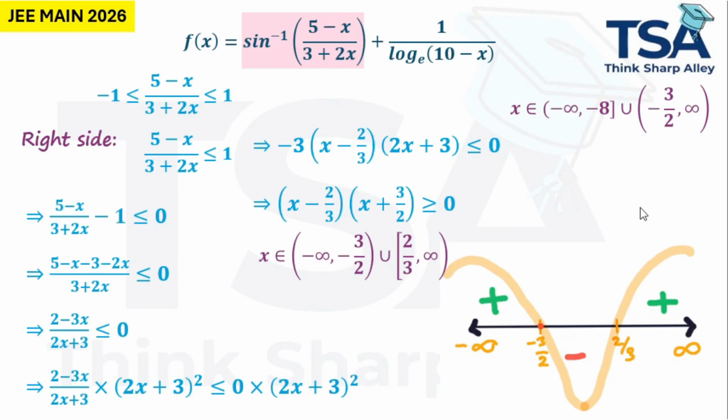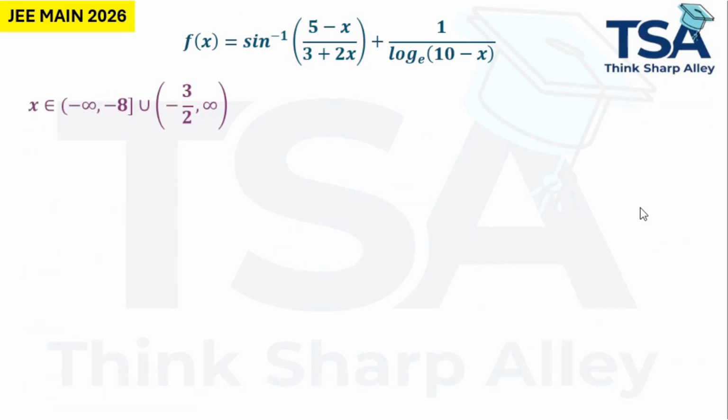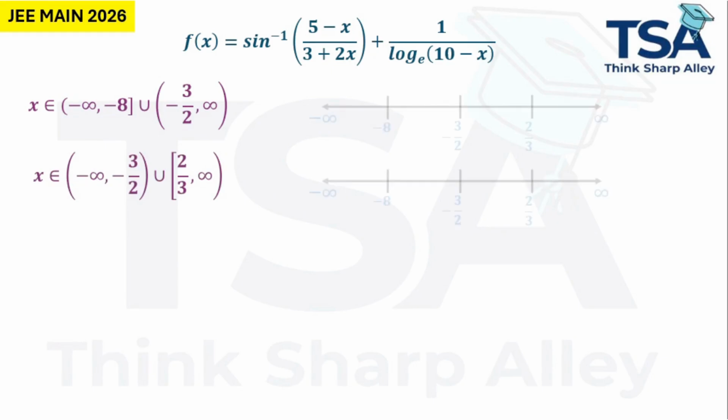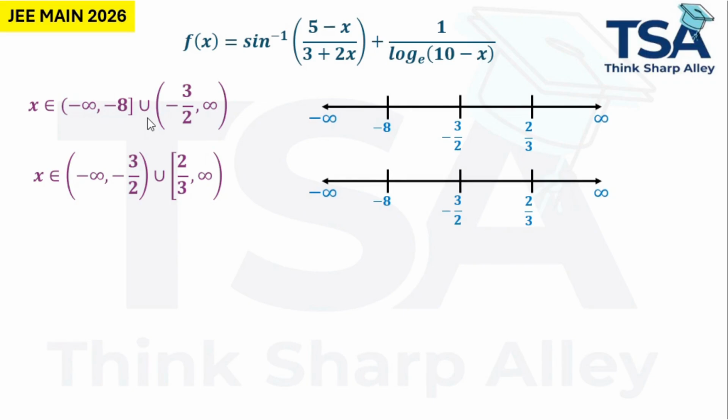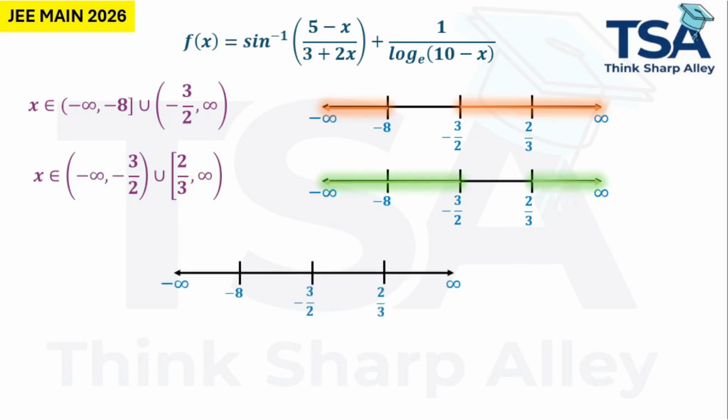Now let's intersect these two domains. The first domain is this and the second domain is this. Now on the number line, we have -infinity to -8, which means everything up to -8, and then we have -3 by 2 to infinity. So everything greater than -3 by 2 is included in the first domain. And the second domain, -infinity to -3 by 2, which means everything less than -3 by 2, together with everything from 2 by 3 onwards.